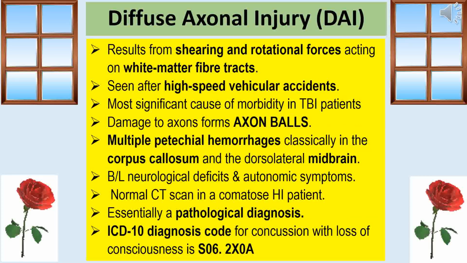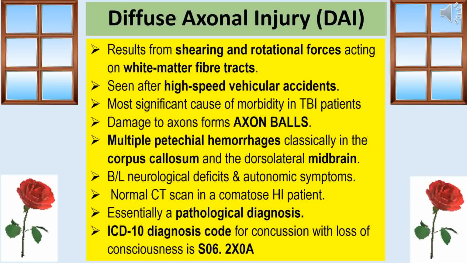Diffuse axonal injury is a type of primary brain injury resulting from shearing and rotational forces acting on white matter fiber tracts and is most commonly seen after a high-speed vehicular accident. This lesion is the most significant cause of morbidity in patients with traumatic brain injury. It causes damage to axons throughout the brain, which usually makes the patient comatose. Axons may be completely destroyed and then retract, forming axon balls.